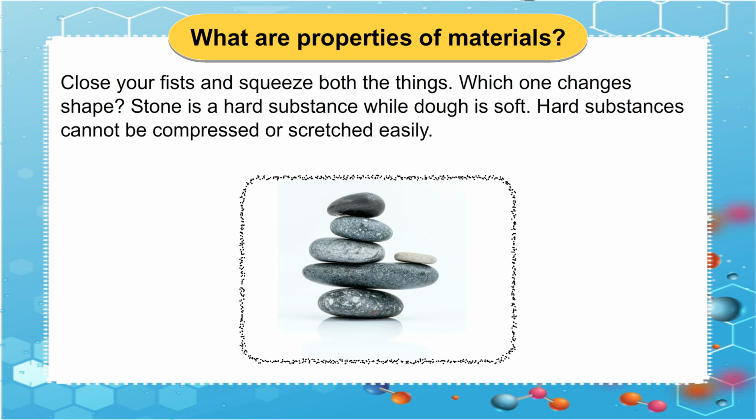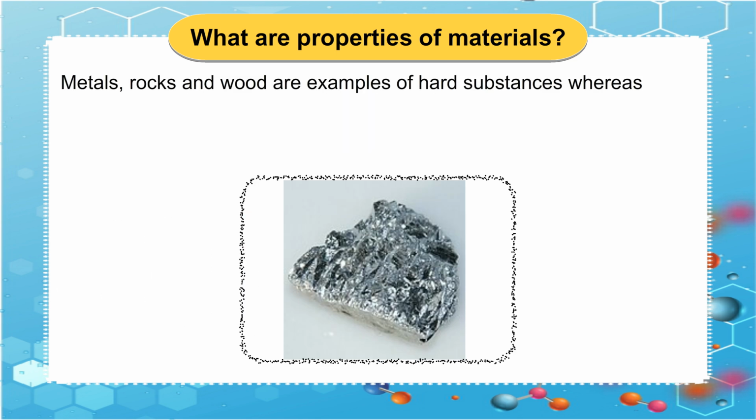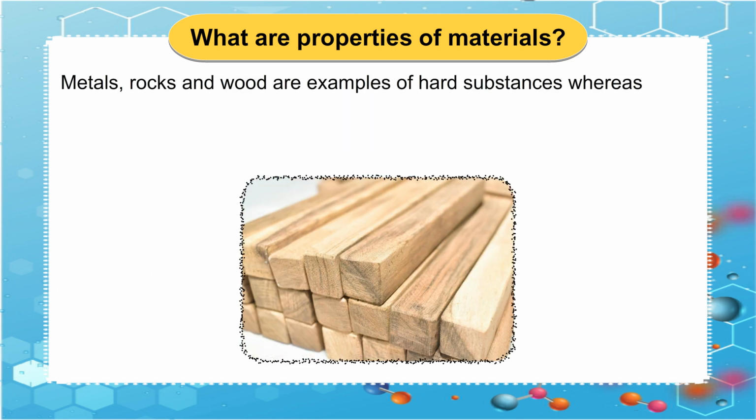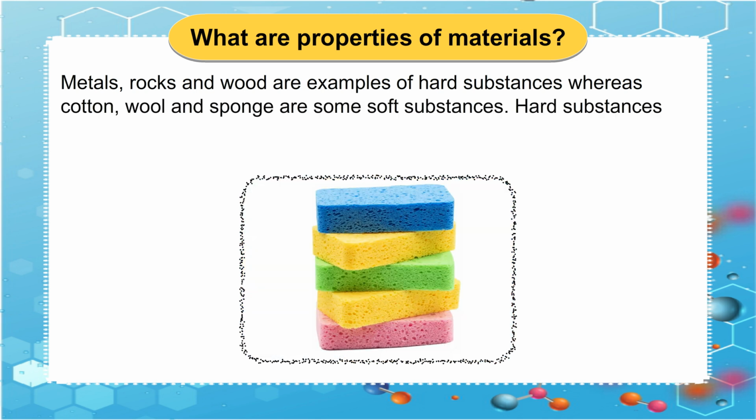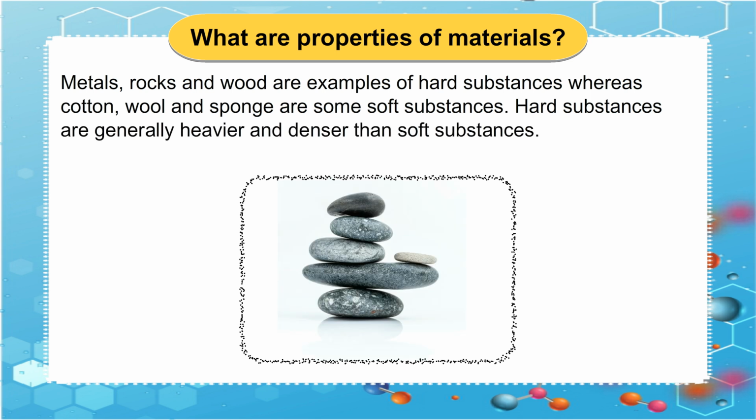Hard substances cannot be compressed or stretched easily. Metals, rocks and wood are examples of hard substances whereas cotton, wool and sponge are some soft substances. Hard substances are generally heavier and denser than soft substances.